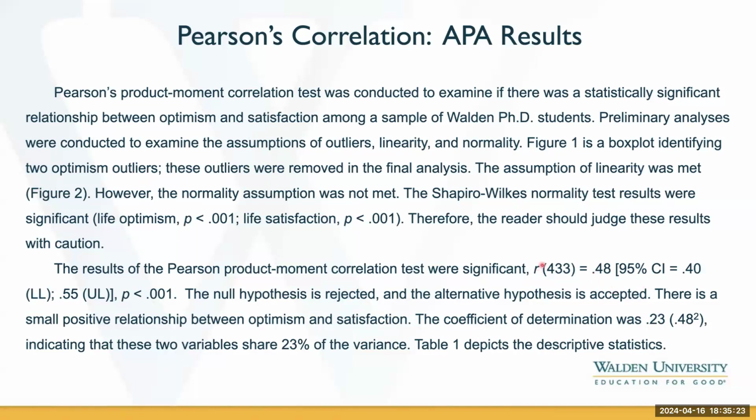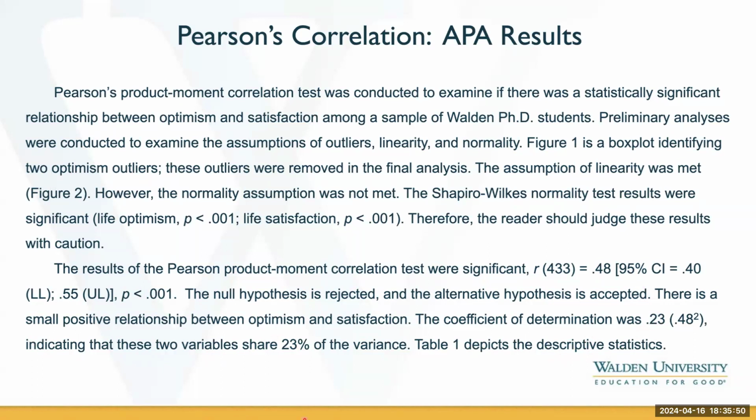You see the R value of 0.48 right here? To come up with the coefficient of determination, we simply square that number. And you can see I have in parentheses 0.48 squared. And if you did the math, you would see that's 0.23. And that says that these two variables share 23% of the variance. And then you would have a table 1 for descriptive statistics.